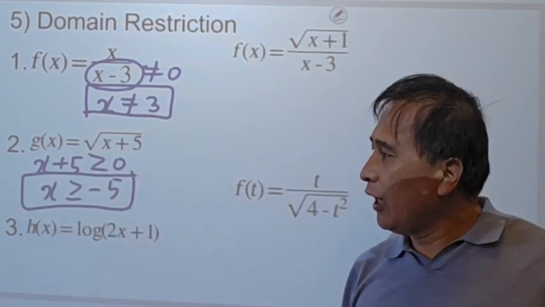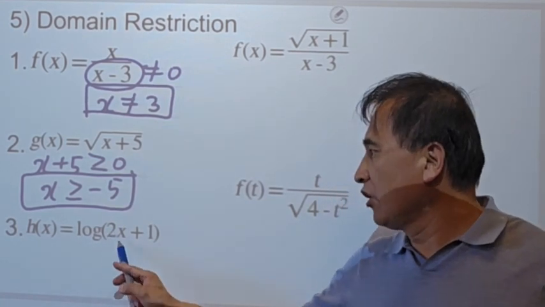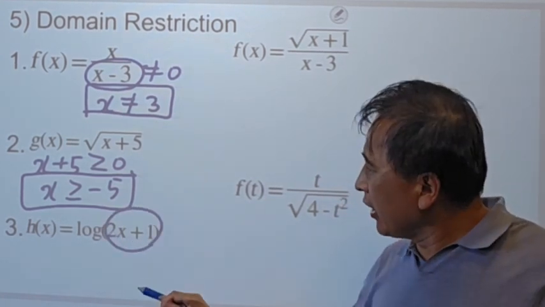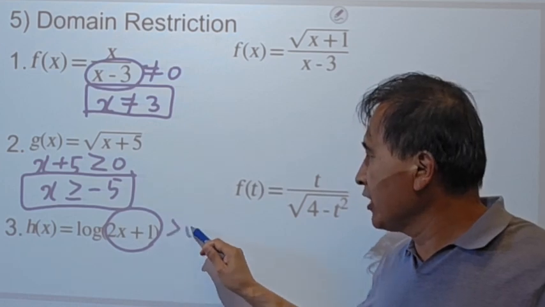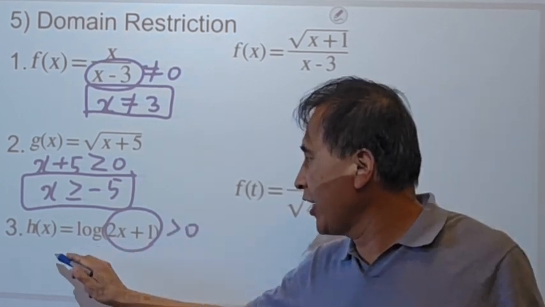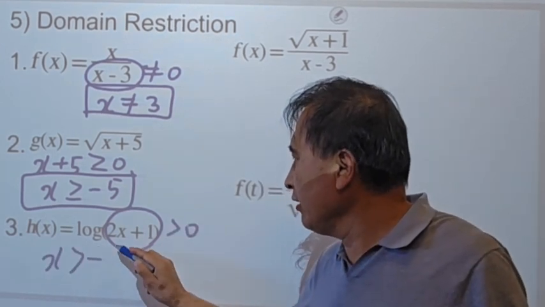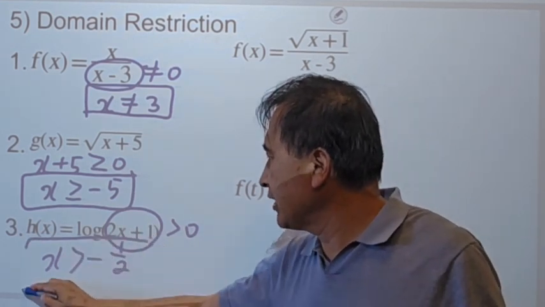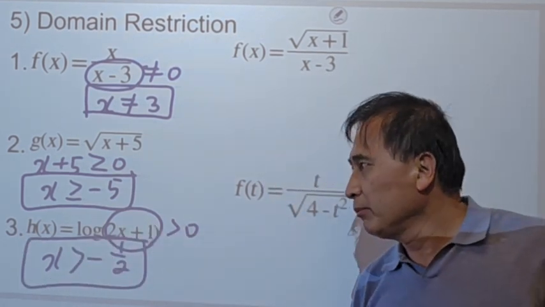Okay. And then one more is the log. The value inside the log should be bigger than 0. So in this case 2x plus 1 should be bigger than 0, so x should be bigger than negative 1 divided by 2, bigger than negative 1/2. That's the domain right there.